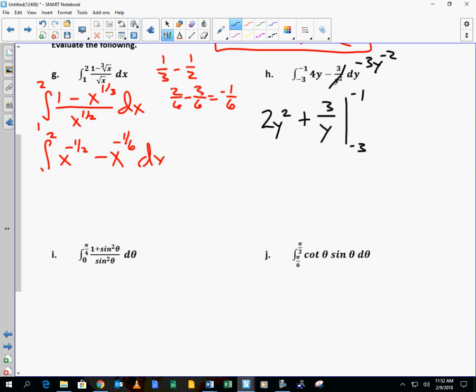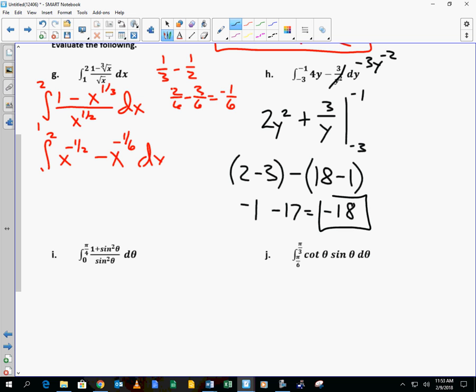I evaluate them, negative 1 and negative 3. I type in negative 1, and I get 2 minus 3 minus 18, minus 1. Or negative 1 minus 17 is negative 18. What does that mean about the graph? Yep, and it sits below the x-axis.